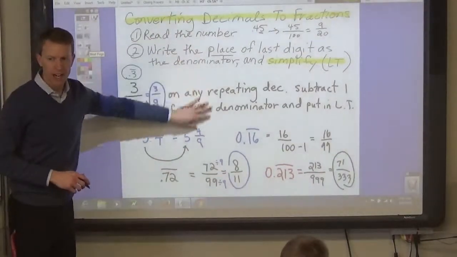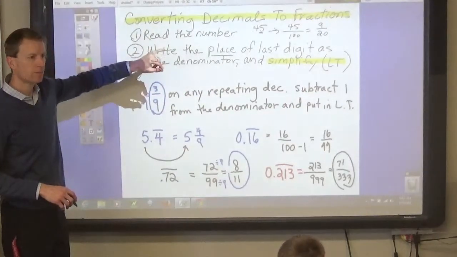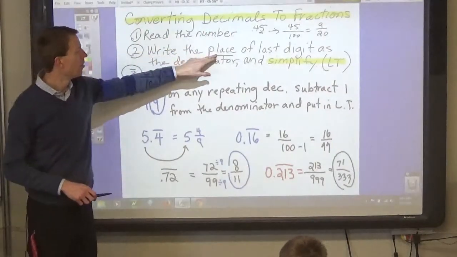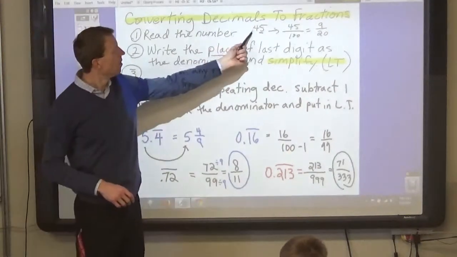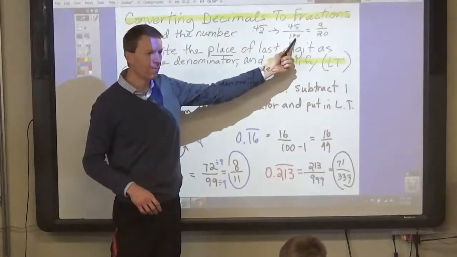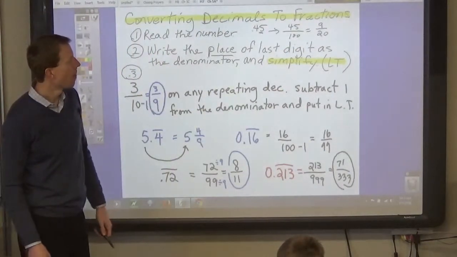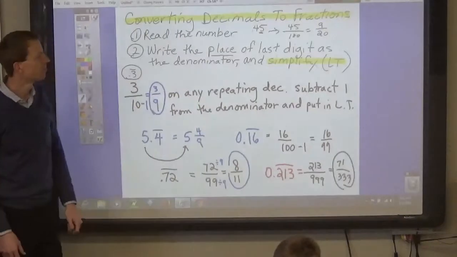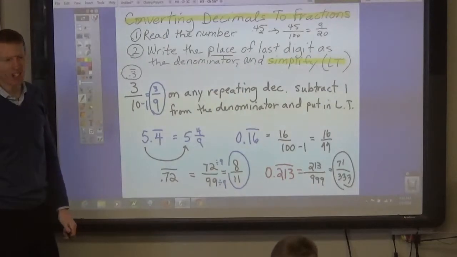Now, I don't think you'll need to write all this down, but I want to explain it for you. Look. All you need to write down is this. Read the number. Write the place of the last digit. Okay, look. So 45 hundredths is written as 45 over 100. Okay? Then convert it to lowest terms. 9/20. So it's just 2 steps. Read the number, write the place of the last digit.